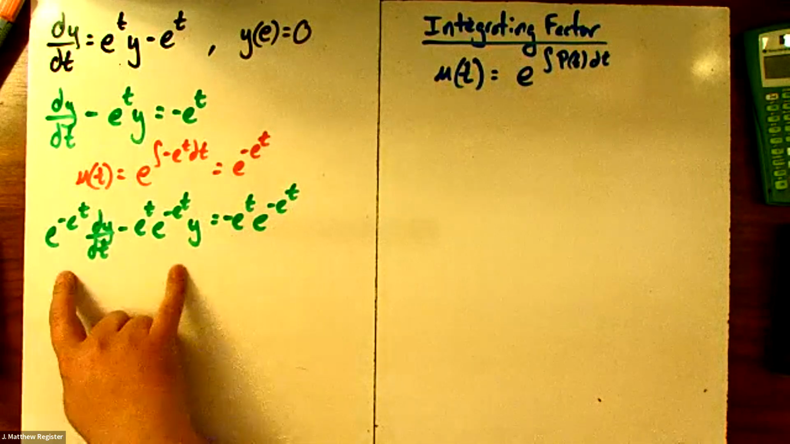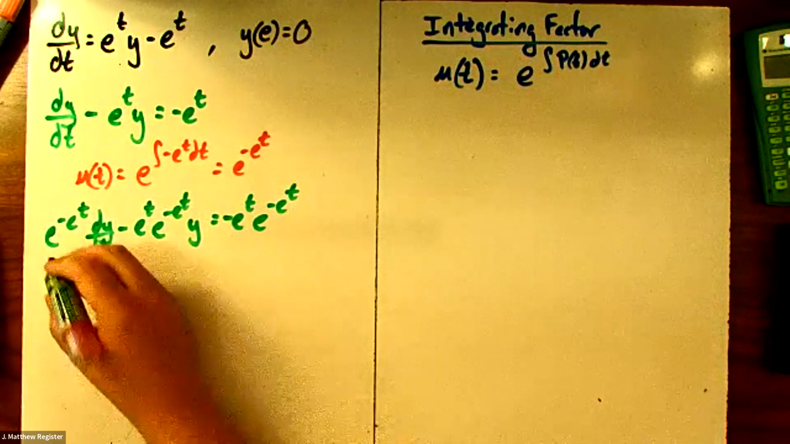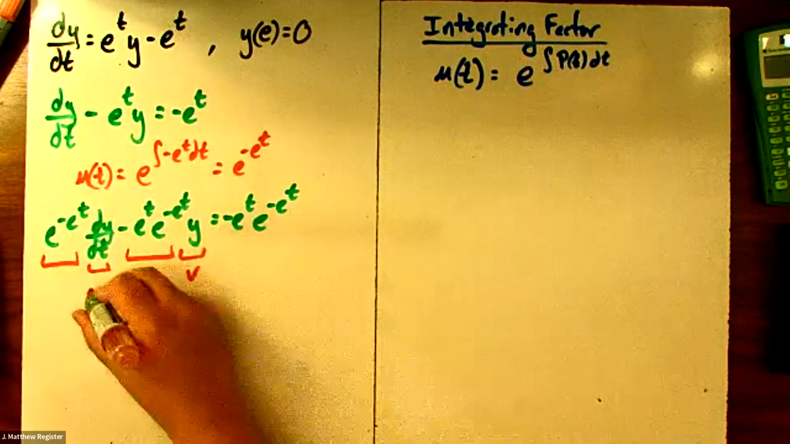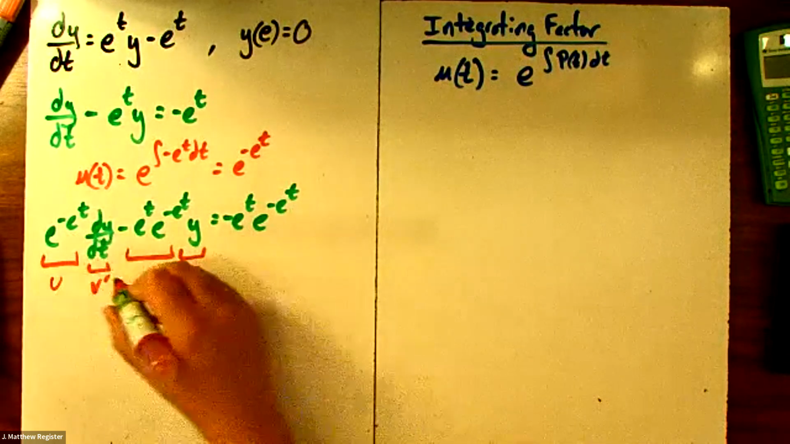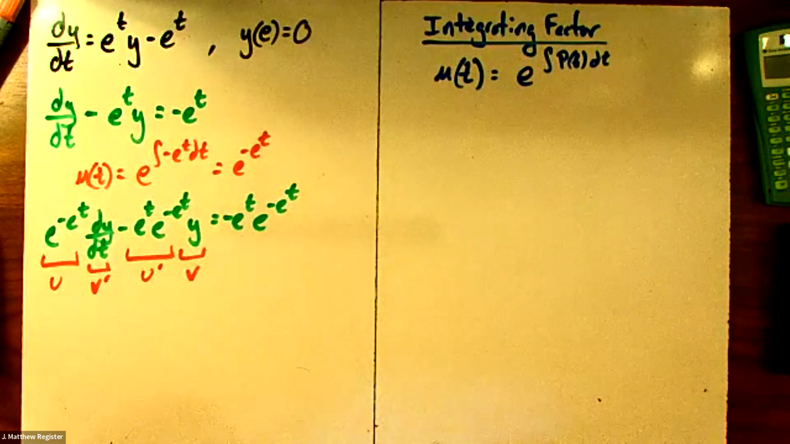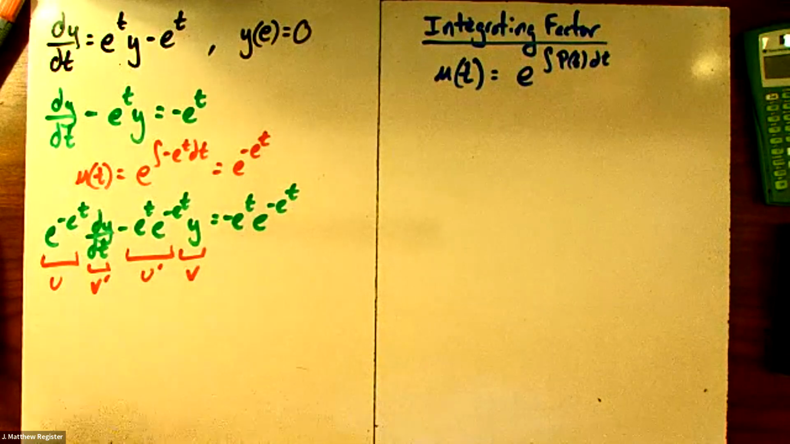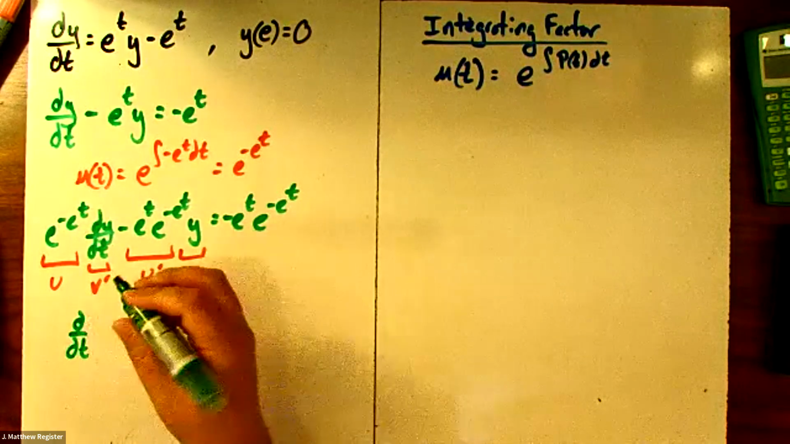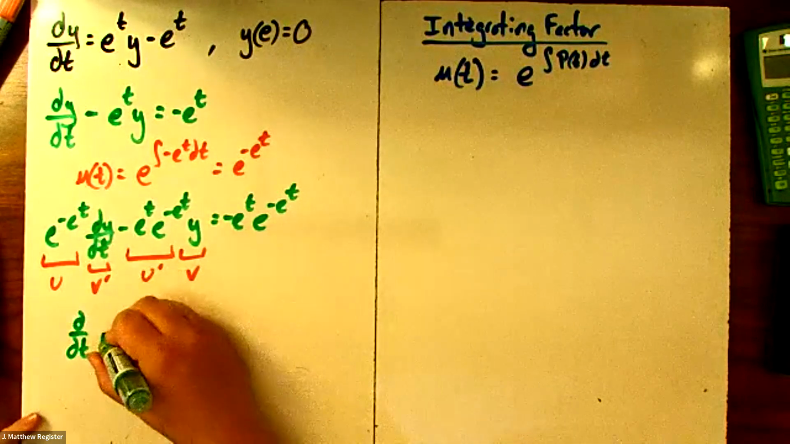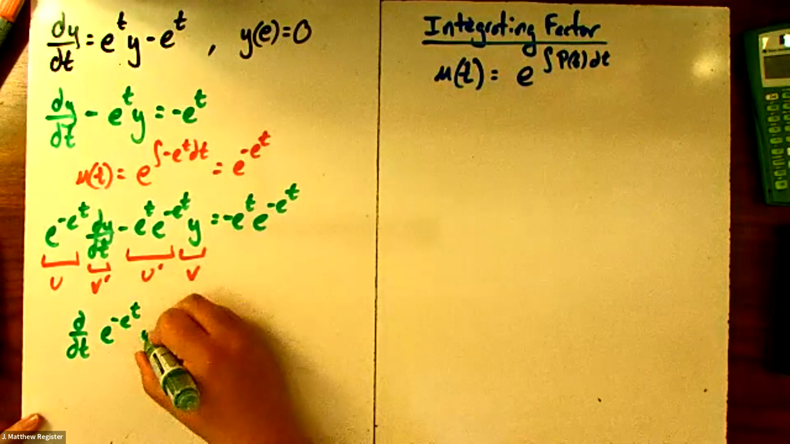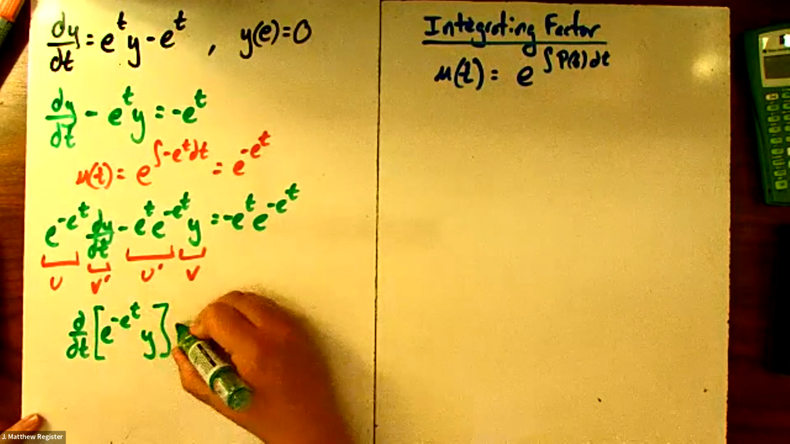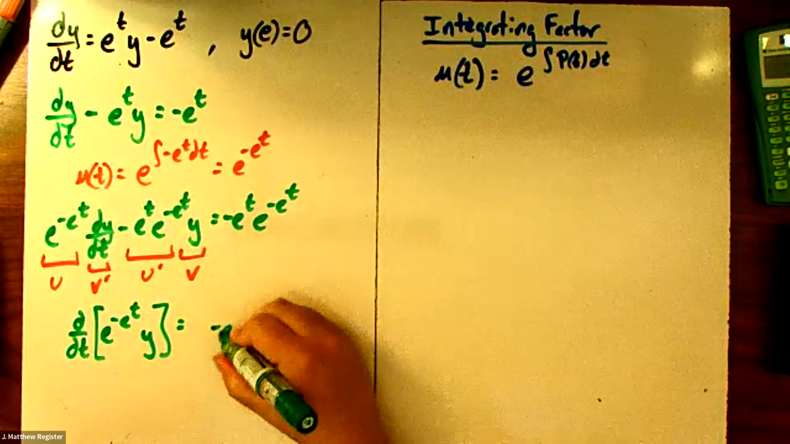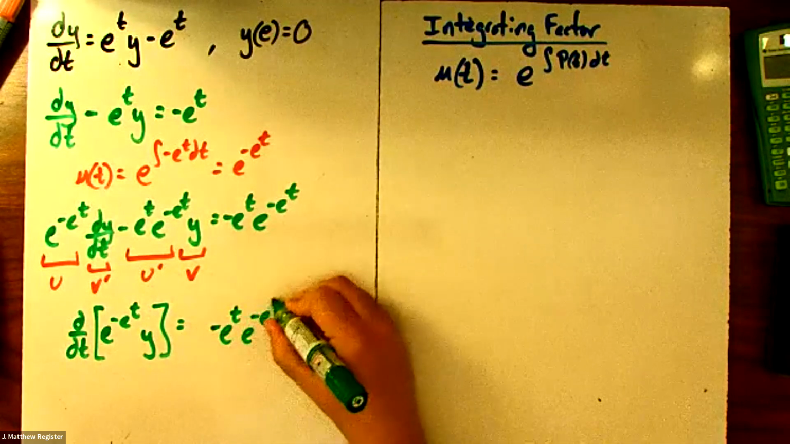Now, looking at the left side, we know that this should be a product rule. And we should verify. This is our v, this is our v prime, this is our u, then this is our u prime. And so now we can rewrite this as d/dt of e to the negative e to the t times y. The right side is going to be just negative e to the t, e to the negative e to the t.